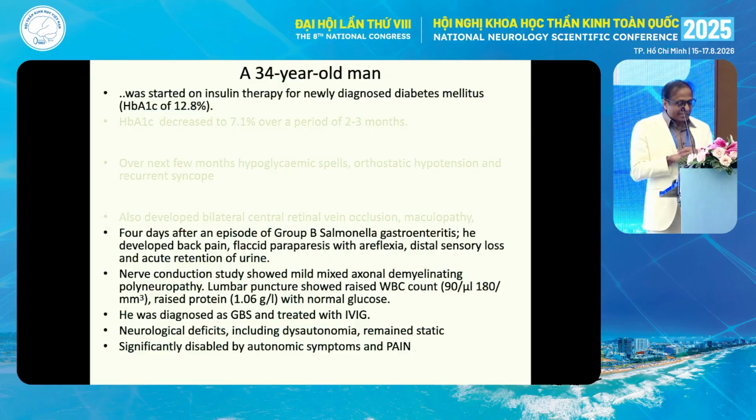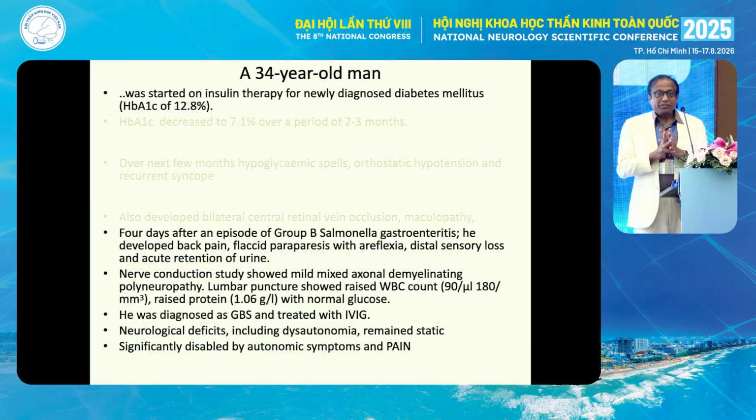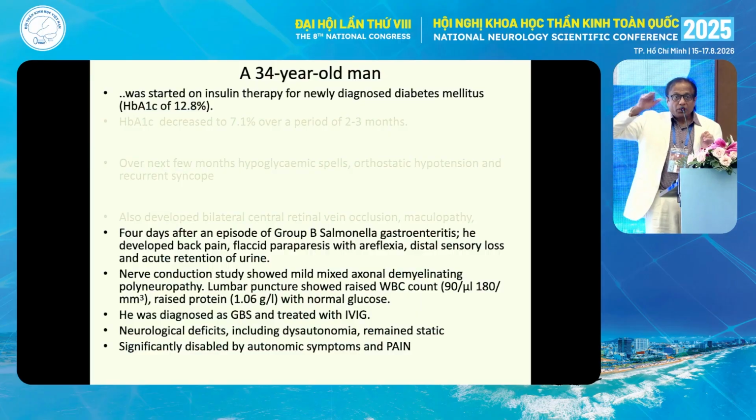We did the nerve conduction study. It showed some changes consistent with the neuropathy. We were even more sure that this was a duck. So we started the patient on IVIG. But after 3 weeks, after 4 weeks, he continued to have symptoms, progressive symptoms.